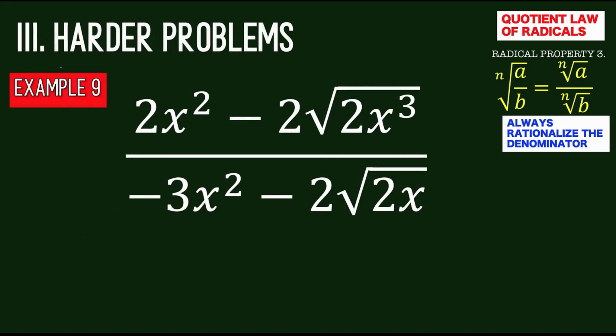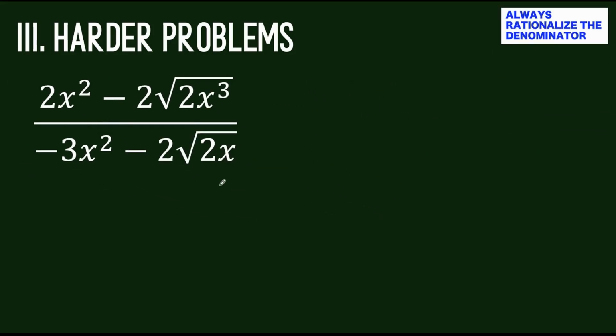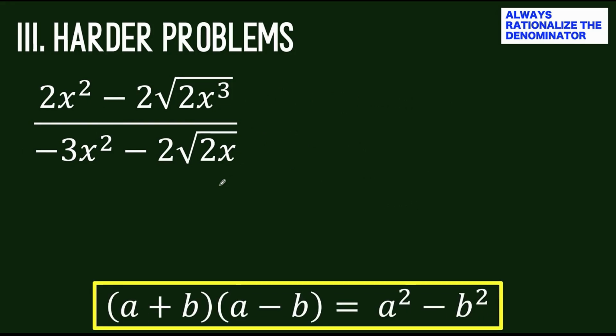Now, let's have a case when you have a multinomial over a multinomial. This is a harder case. Again, the idea here is we want to rationalize the denominator, and we need to recall the difference of two squares, or the special product, the product of the sum and difference of two numbers. We are doing this so that we can eliminate the radicals in the denominator. At the same time, the computation would be easier to do because we have a special product.